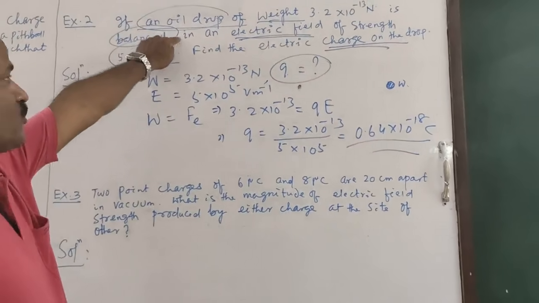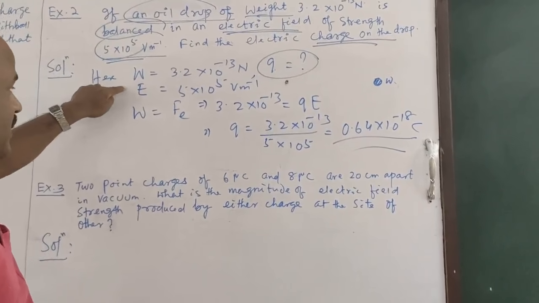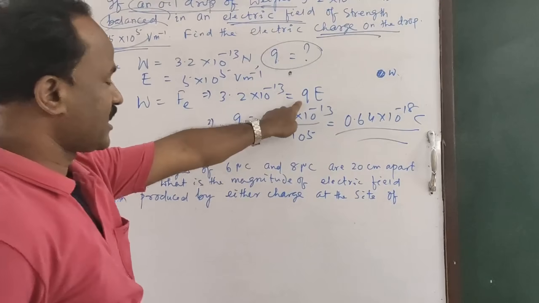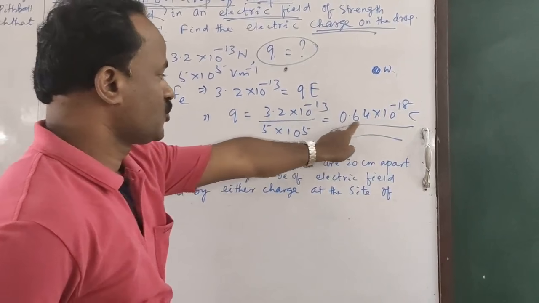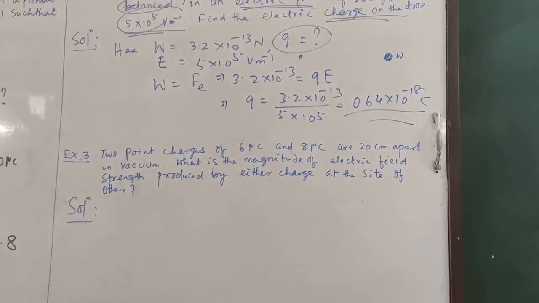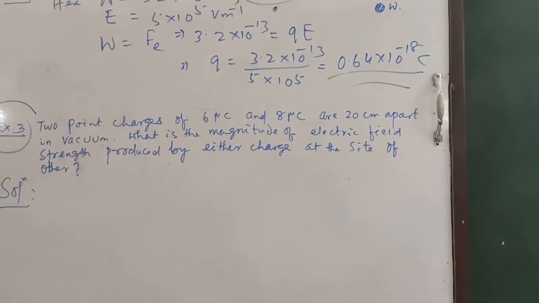So in the same question, the oil drop's weight is balanced by the electrostatic force. The electrostatic force will be QE. You need Q, so Q will be 0.64 × 10⁻¹⁸ coulomb. Clear? Another question, another example.